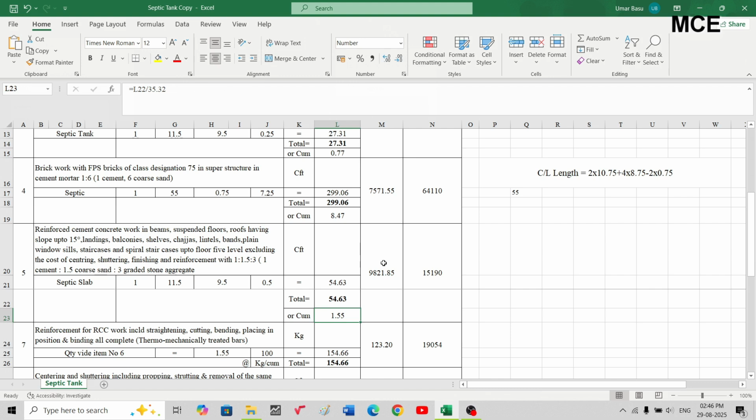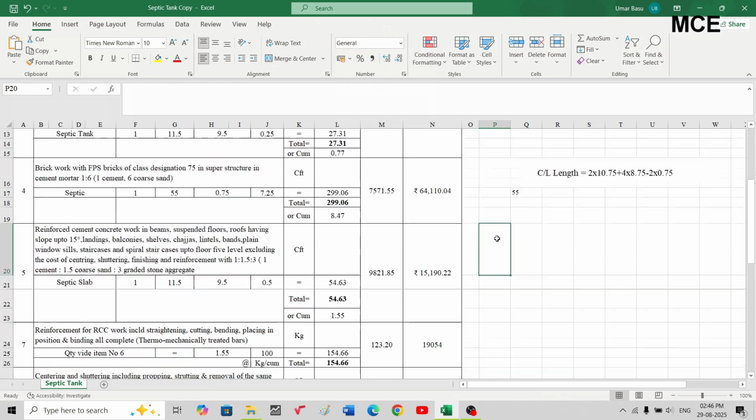Rate for this item in SOR is 9821.85 Indian rupees per cubic meter. So total for this item will be 1,51,090 Indian rupees. Okay, the total amount for this item. Let us make it to the currency.